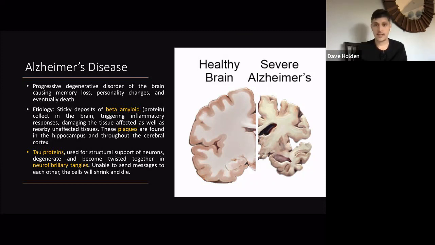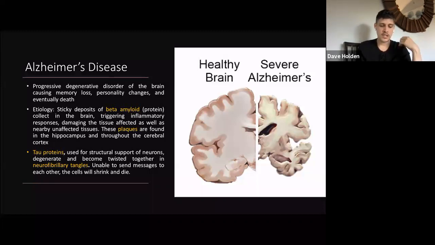All right. Next up, we have Alzheimer's. So Alzheimer's is a progressive degenerative disorder of the brain. Classic sign and symptom is going to be the memory loss. However, Alzheimer's can affect the entire frontal lobe. So there are also distinct personality changes, but this will eventually cause death.